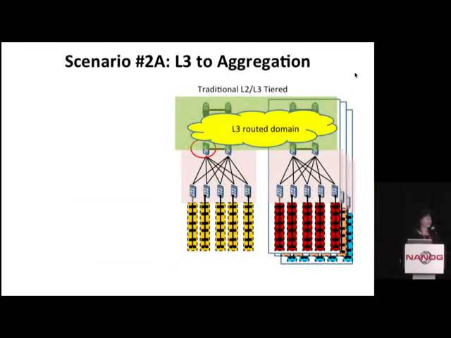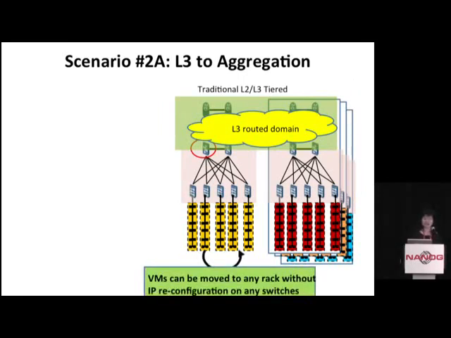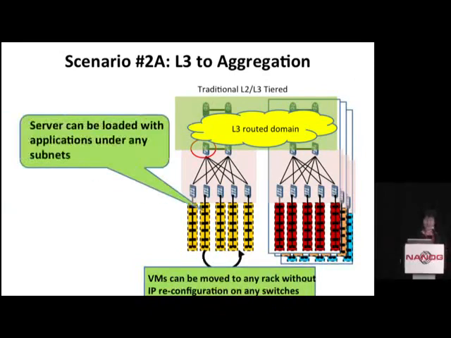So here comes the second scenario. The second scenario is L3 going all the way to the aggregation switches. And this is also typical. We have seen quite a few data centers with this kind of design. This kind of design has a little bit more flexibility. Basically, if you move a virtual machine from one rack to another rack, you don't have to reconfigure the top of rack switches or IP subnets. And when you want to change the workload on a particular physical server to different applications which are supported by your neighboring rack, you don't have to reconfigure the IP addresses. So that gives you some level of flexibility.